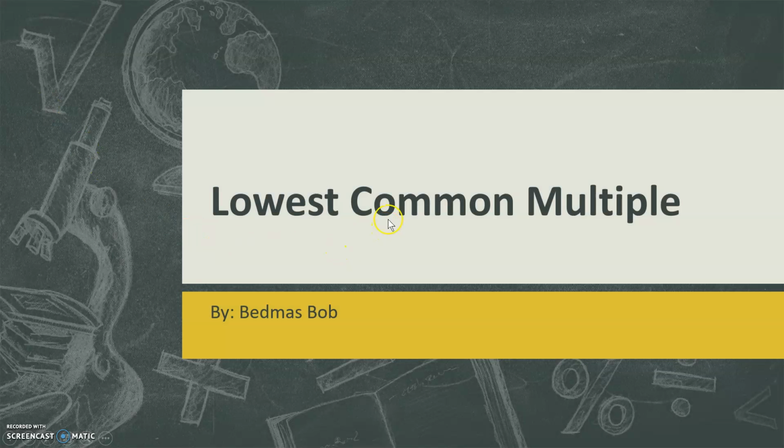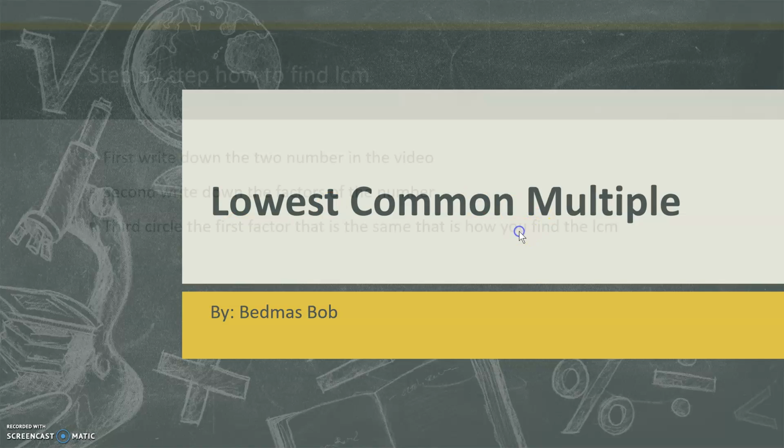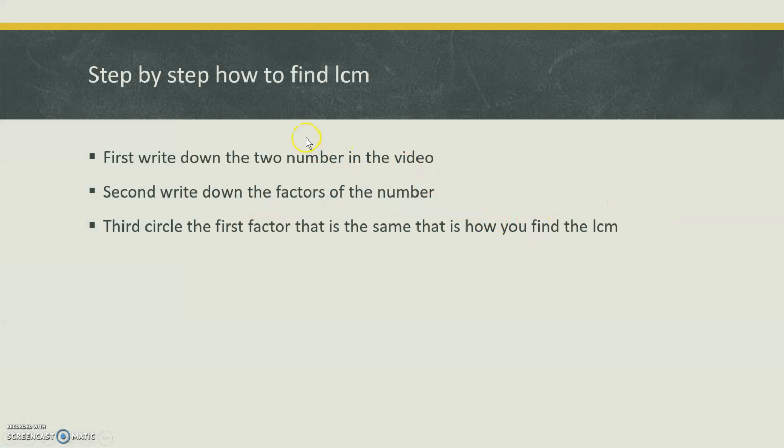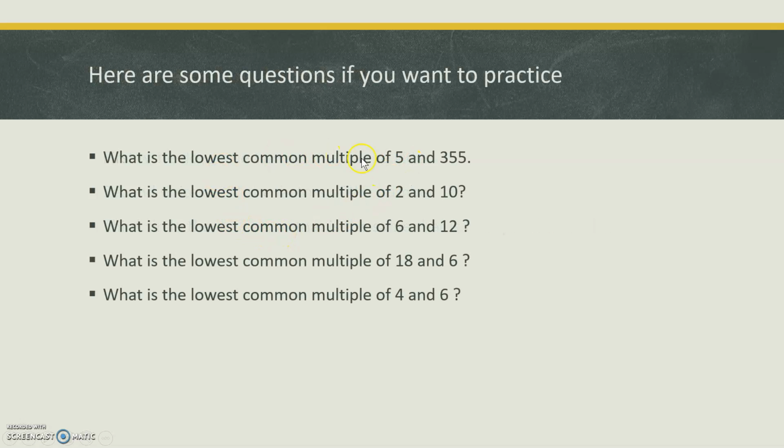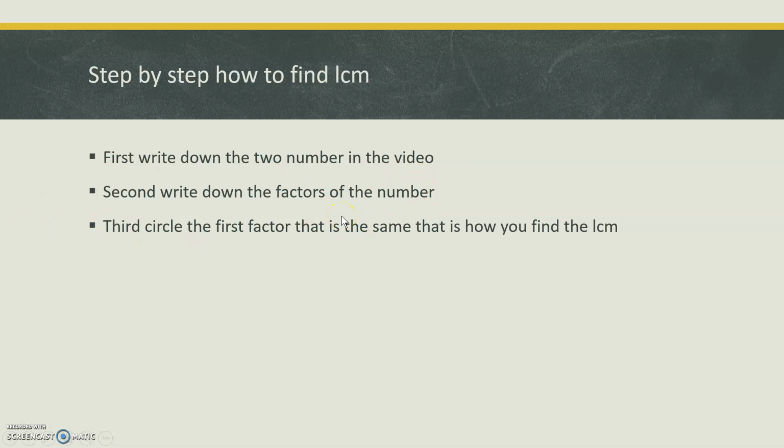The lowest common multiple. Today I'm going to show you how to find the lowest common multiple. Step by step, how to find the LCM. First, write down the two numbers in the video or the question. In this scenario, it's 2 and 10 because I'm using this as an example. So I write down 2 and 10.